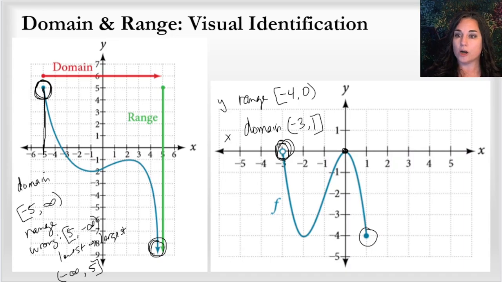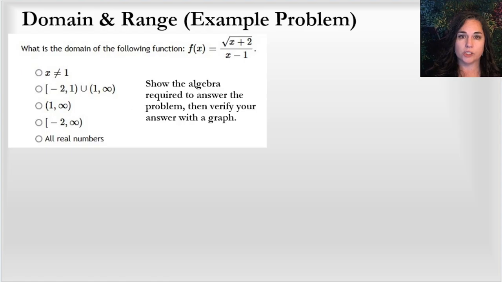Let's do a little bit harder example. For domain and range, I picked a much harder function. It says, what is the domain? So we're just doing the domain. We don't have to find the range. We're just doing the domain of this function. Notice that there's a square root in the numerator and a denominator. So we have to figure out what that is.